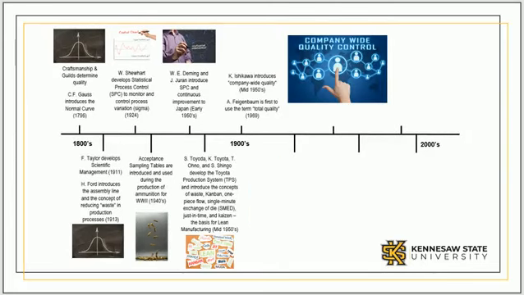Also in the 1950s, Kaoru Ishikawa introduced his theory of company-wide quality that involved everyone from top management to the workforce in quality control. Armand Feigenbaum later became the first person to use the term total quality when he presented at the first International Conference on Quality Control in Tokyo in 1969.